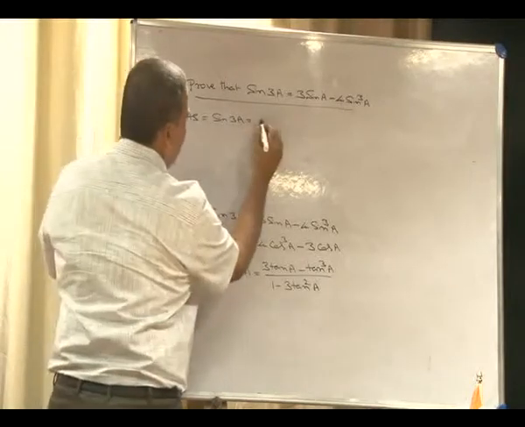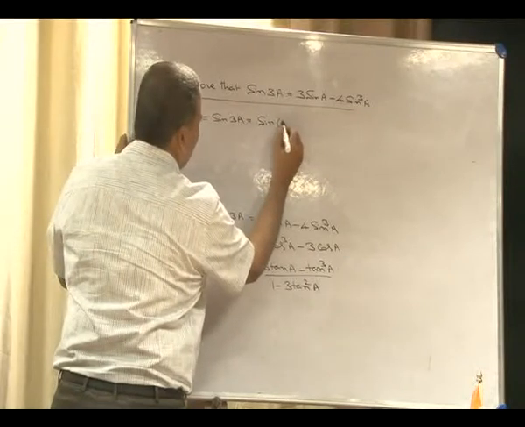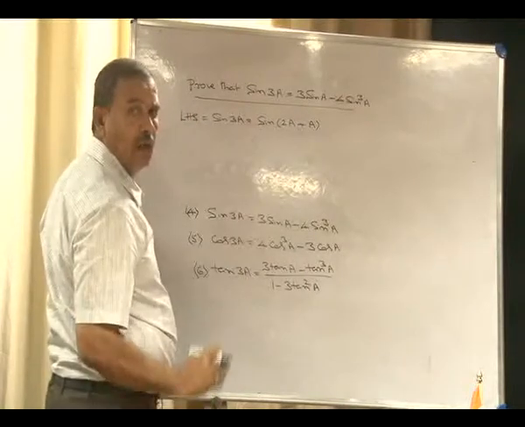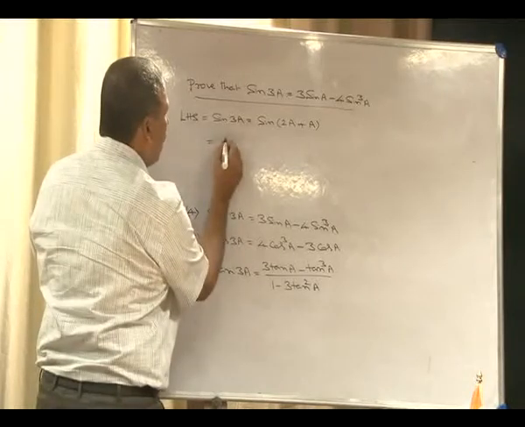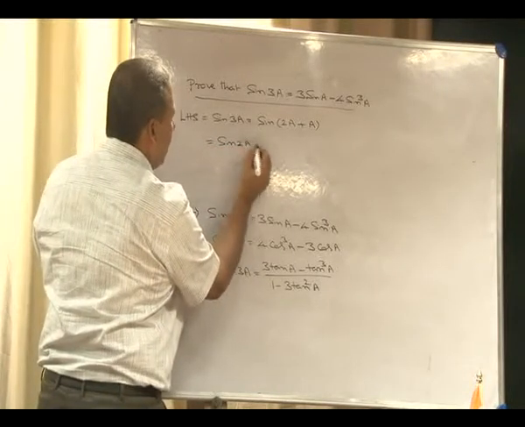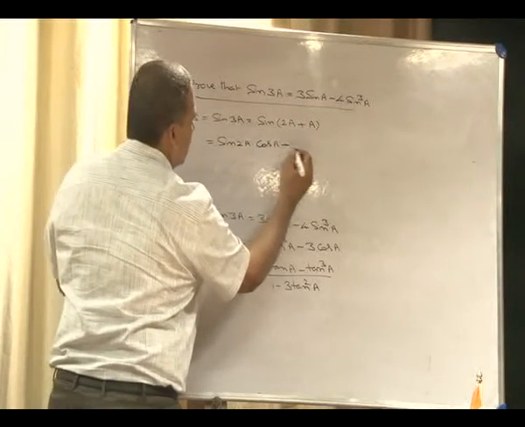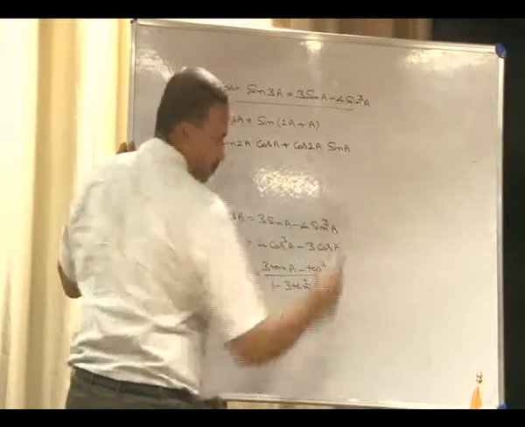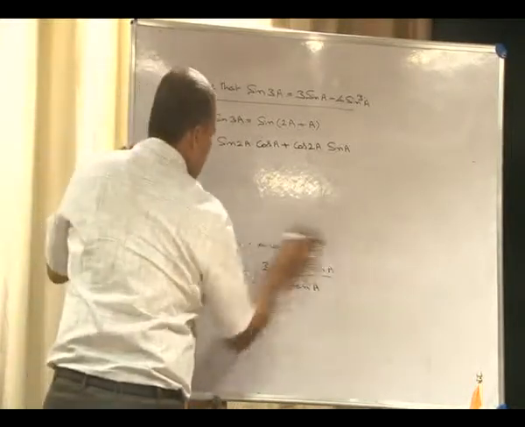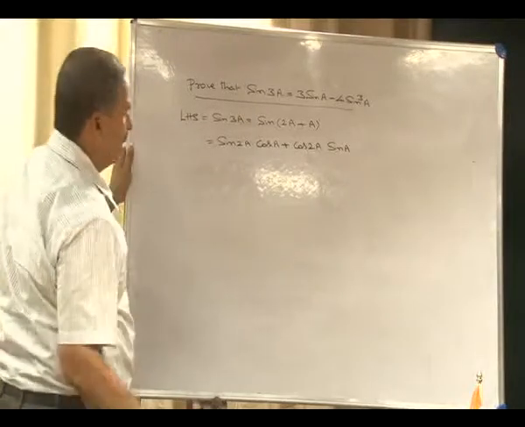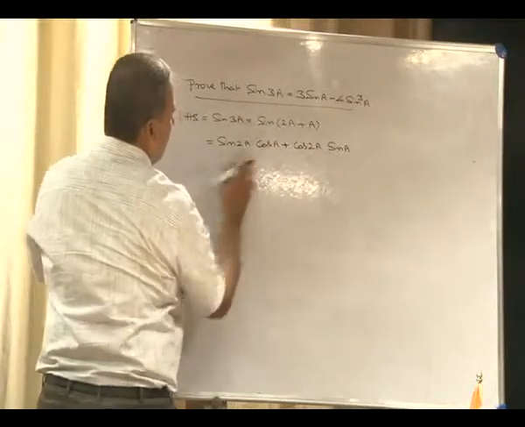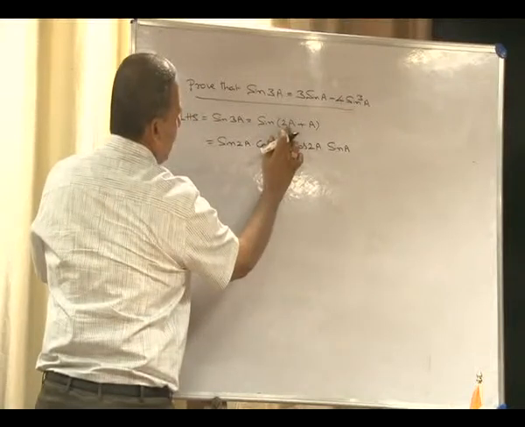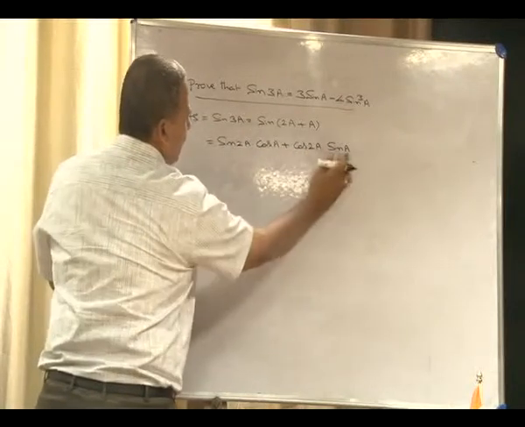That is sin 3A, you may express that 3A as 2A plus A. This one is in the form of sin of A plus B. Sin of A plus B is sin A cos B plus cos A sin B. Here in place of A there is 2A and in place of B there is A.